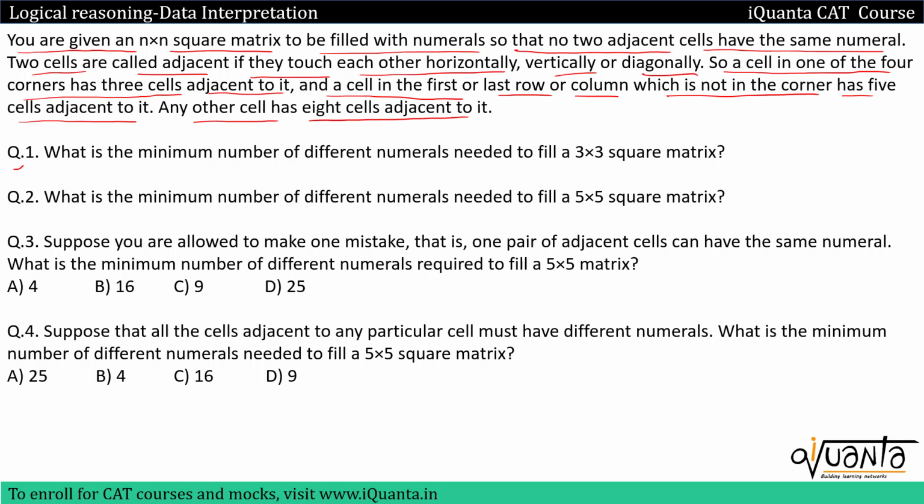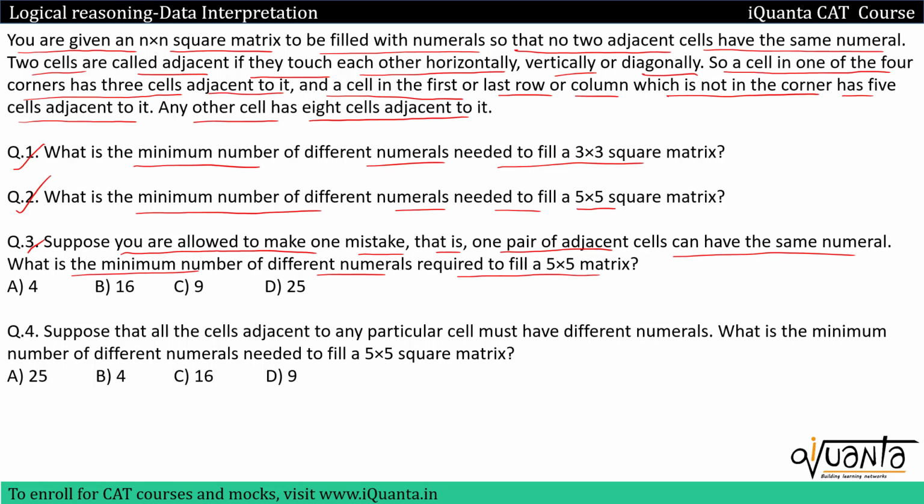If we look at the questions, we have been given that what will be the minimum number of different numerals needed to fill a 3 cross 3 square matrix. Second one is minimum number of different numerals needed to fill a 5 cross 5 square matrix. Third one is, suppose you are allowed to make one mistake, that is one pair of adjacent cells can have same numeral. What is the minimum number of different numerals required to fill a 5 cross 5 matrix? So basically in all the questions you have to fill the matrix of different sizes using minimum number of numerals, keeping these conditions in mind.